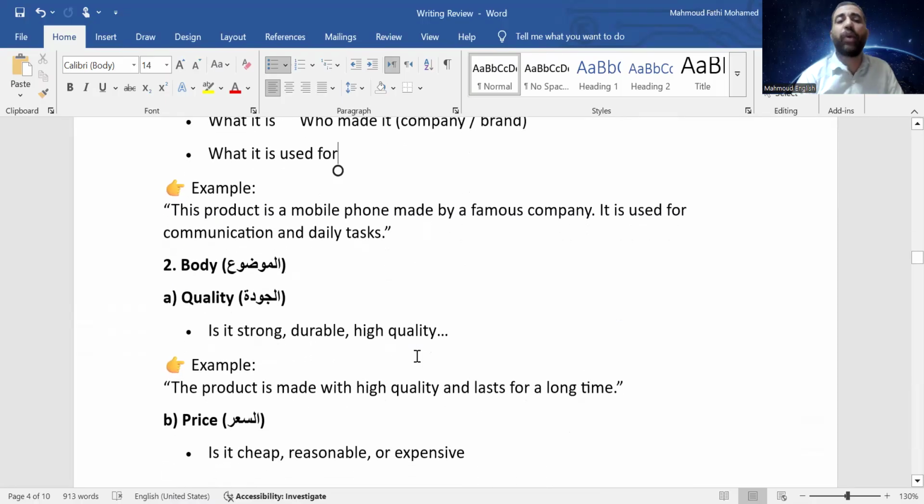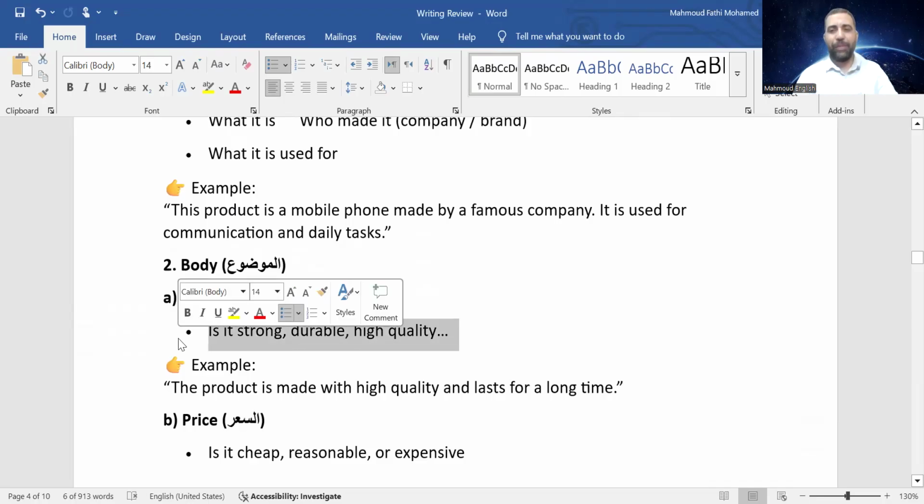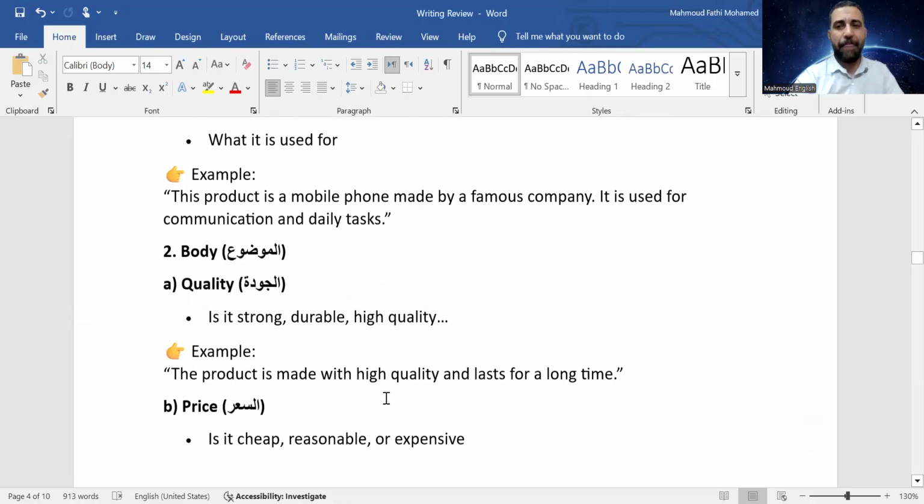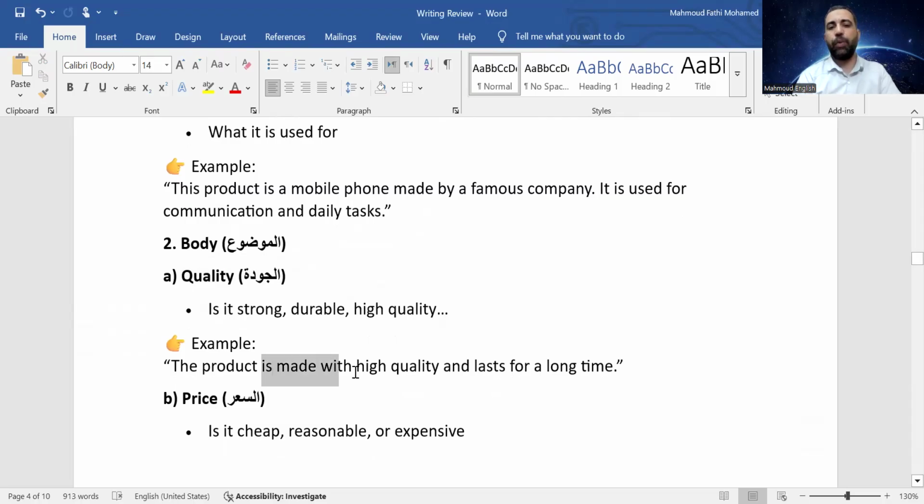Okay, and then you can talk also about the quality in the body of it. The quality of it. يعني هو هل فعلا worth? For example, مثلا it was made of iron or made of plastic or made of wood. You have to tell me. Okay, is it strong, durable, high quality or not? Okay, يعني for example, you can tell me if it's durable, يعني if it's strong enough to bear the scratches and so on. If it's in a high quality or not. For example, I say the product is made with high quality and lasts for a long time.